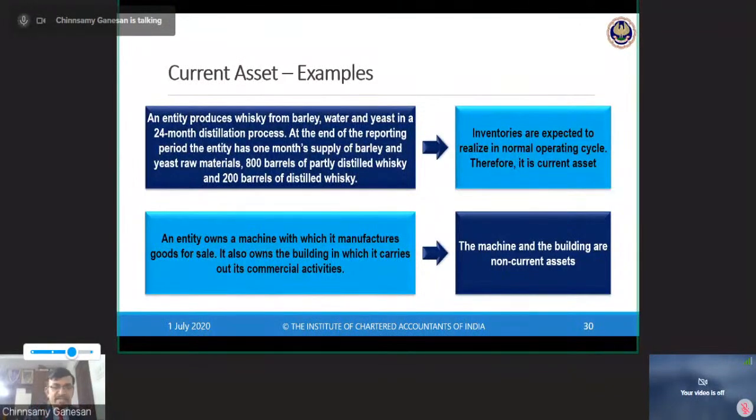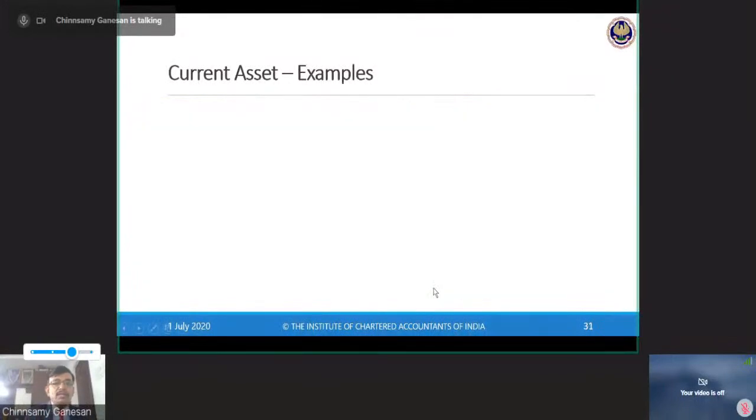When you are sitting on the examination, there is a question on current and non-current classification. Just to recollect that particular flow chart, you will have your answers very, very clearly. Okay. Now, let us move on to certain other examples.